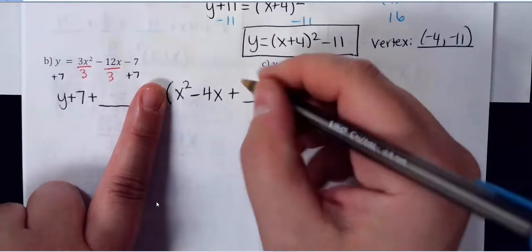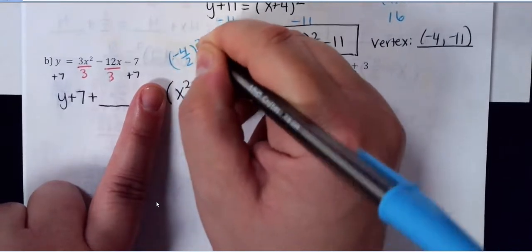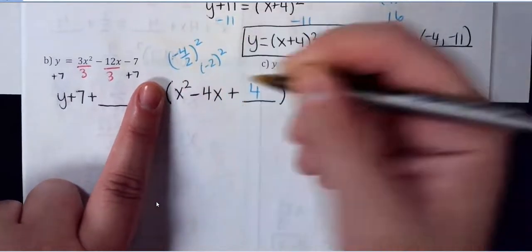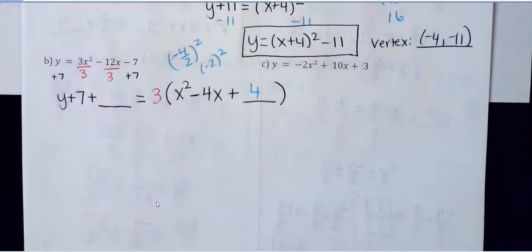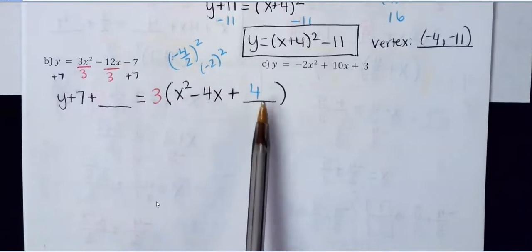4. Okay, I was about to have a heart attack. Okay, your b value divided by 2. So negative 4 divided by 2 squared, negative 2 squared. Okay, now let me ask you this question. I pulled a 3 out in front of both of those terms. What did I really add to that side?